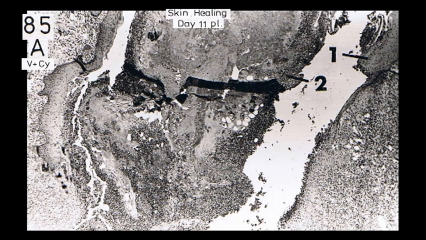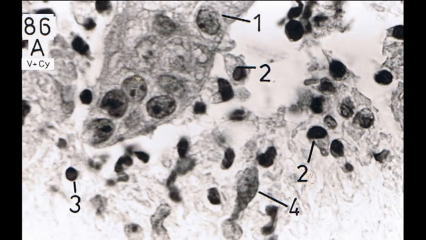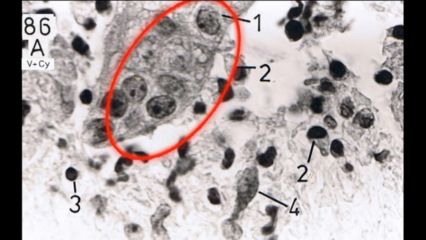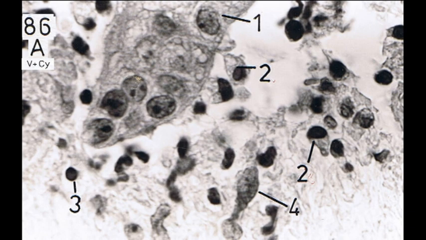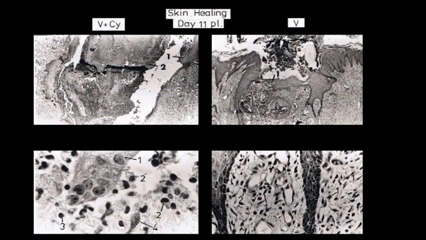There is epithelial regeneration here, along this line here, and it is proceeding under a purulent scab area. This is a higher power view of that same area, showing epithelial downgrowth here, some macrophages here at 2, and a few lymphoid cells, 3, and some fibroblasts at 4. So one can see at this stage that the cyclophosphamide has worn off, has regressed, and there is some cellular reaction returning to the area.